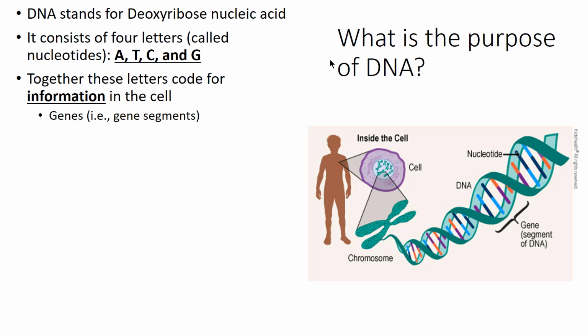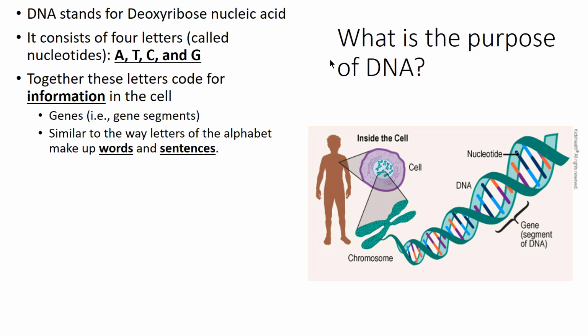When we start putting the letters together into combinations, like you would put letters together to form words and sentences and paragraphs, those minimal combinations are what we refer to as genes or gene segments. You've probably heard that term before, somewhat commonly in everyday conversation, but genes are essentially the units of information that spell out the characteristics of life, kind of like the way letters make up words and sentences.